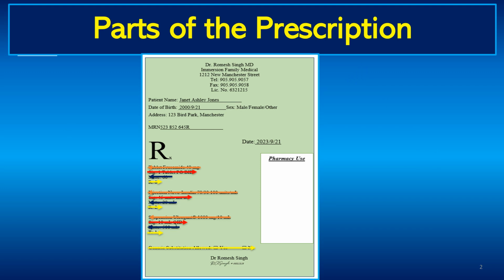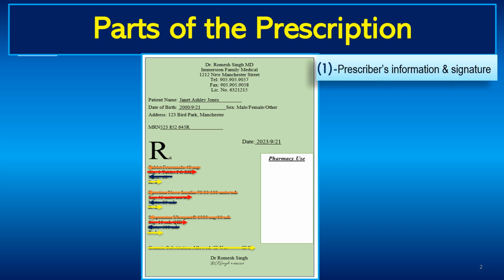Now, let's look at the parts of the prescription. So you have this prescription here, and we will be discussing the various parts for the next few minutes. Now, the first thing that should be there is the prescriber's information and signature. So where does a prescriber practice? How do I contact this prescriber? And based on the jurisdiction that they're practicing in, what is this prescriber's license number?